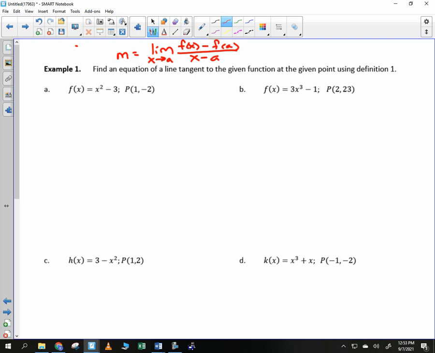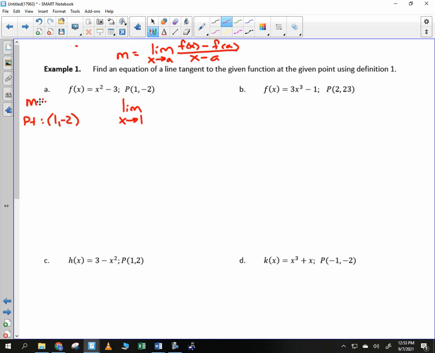So that is the part that we use. In order to find an equation for a line tangent, what we need is slope and a point. I know the point. The point is (1, -2). I don't know the slope. How will we come up with the slope? We will use our first definition. So I have the limit as x approaches what? What is the a value? It is 1 right there.